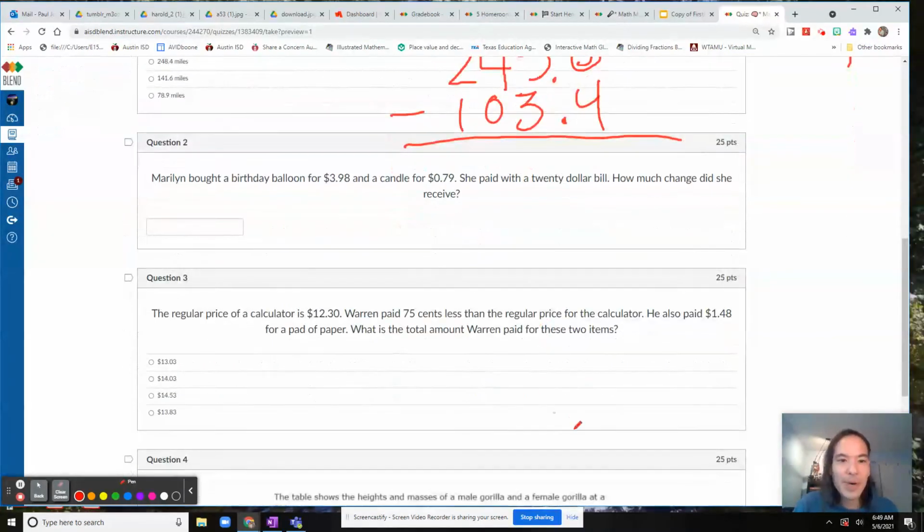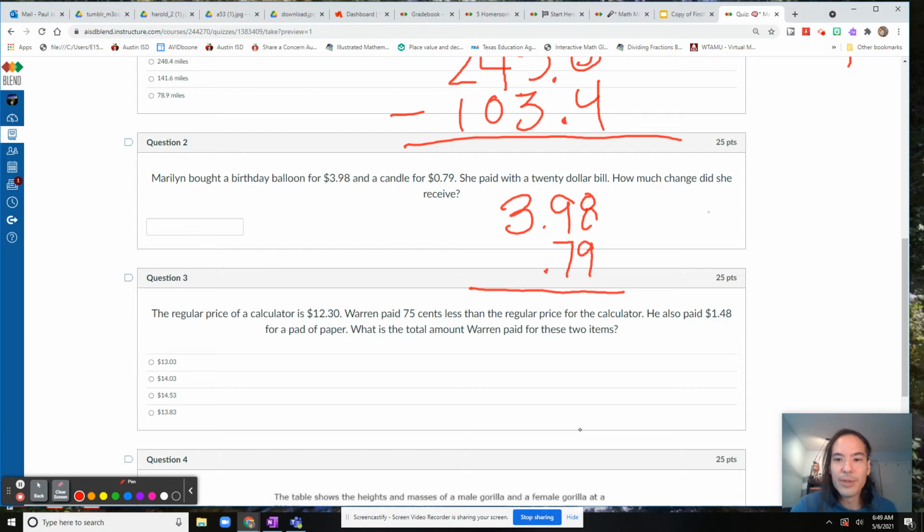Marilyn bought a birthday balloon for $3.98 and a candle for 79 cents. She paid with a $20 bill. How much change did she receive? You're going to add $3.98. You're going to add 79 cents.